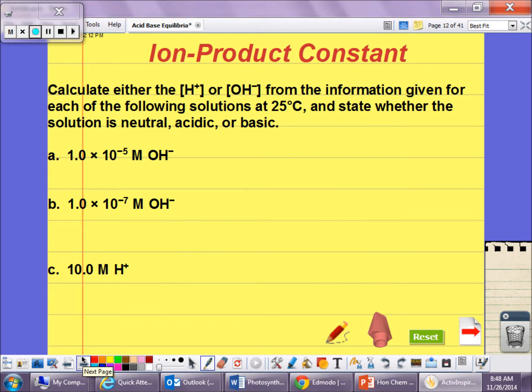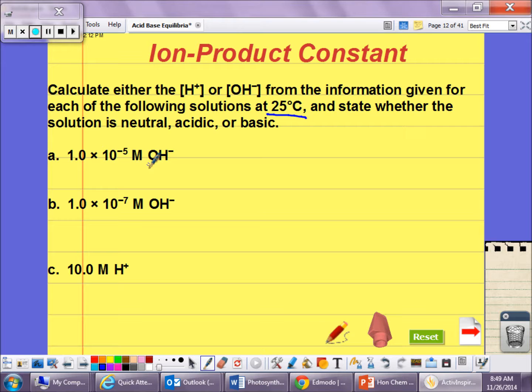Ion product constant. This is your KW. Your KW is called the ion product constant. So you can get your calculator. We can do this quickly. Calculate either the H plus or OH minus from the information given for each of the following solutions at 25 degrees Celsius. Okay, it is 25. And state whether the solution is neutral, acidic, or basic.